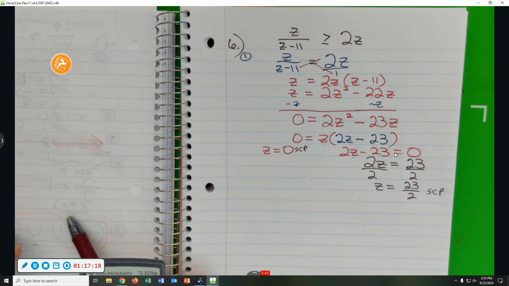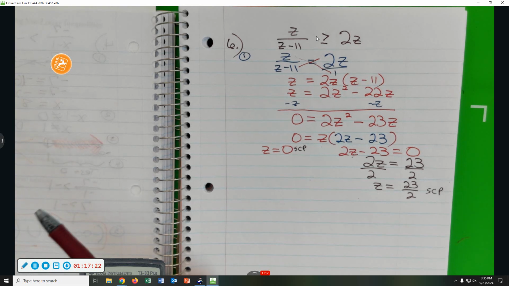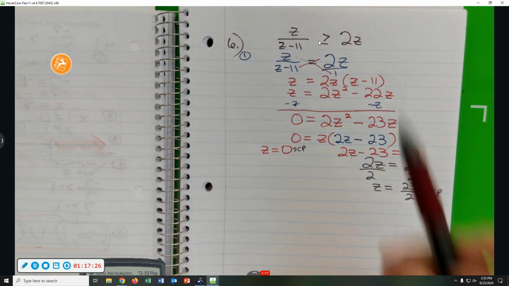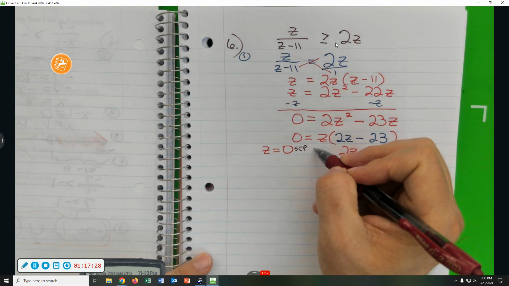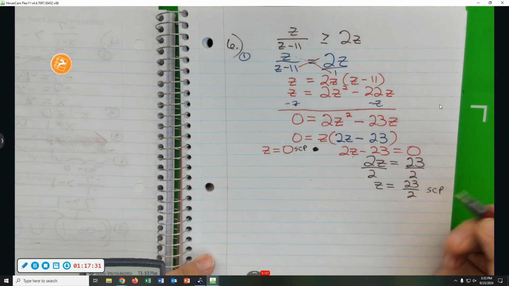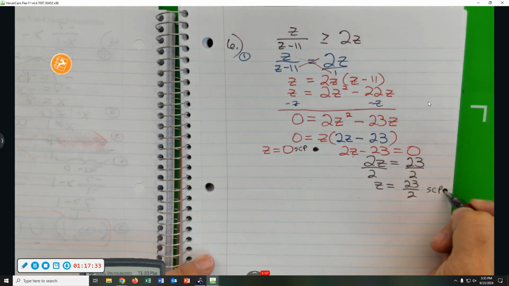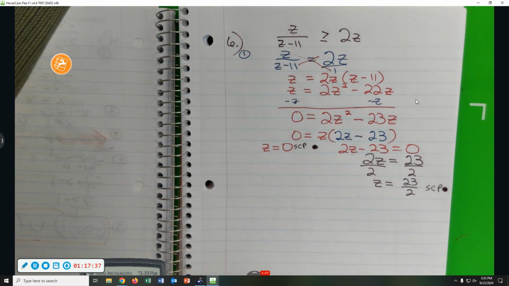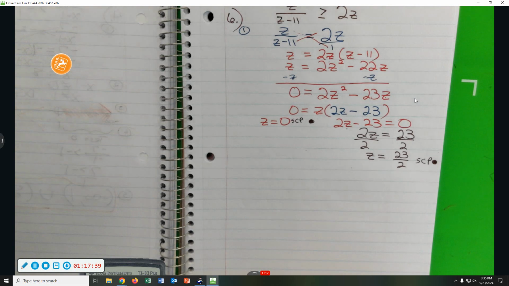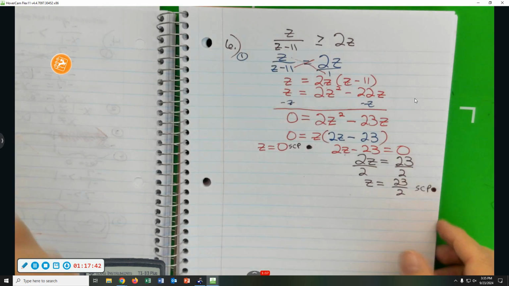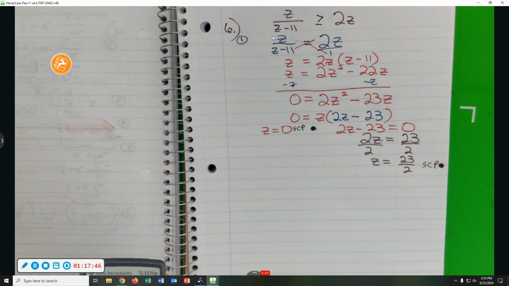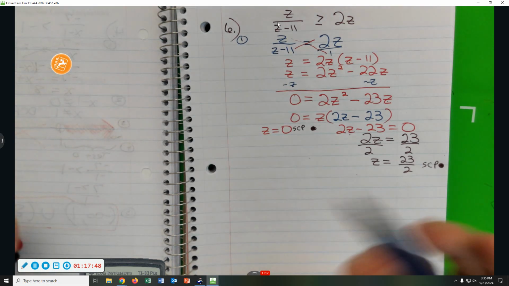How will we label these solution cut points? I'll give you a hint. It's either open or closed. Closed, because there is equality. These will be closed cut points. Second step. We ask ourselves, when is the inequality undefined?